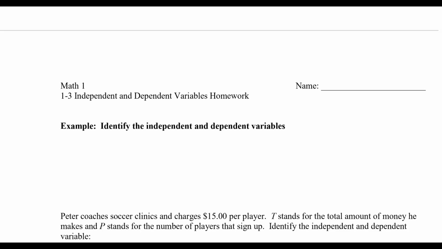So in our first example, Peter coaches soccer clinics and he charges $15 per player. So the two things that are changing in this situation for Peter are how many players he has sign up for the coaching clinic, and then how much money he's going to make conducting this coaching clinic. So let's let T stand for the total amount of money he makes, and let's let P stand for the number of players that sign up.